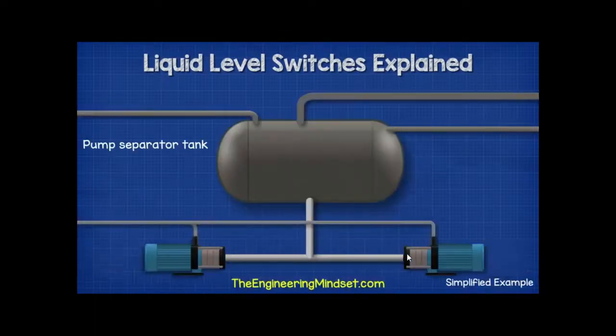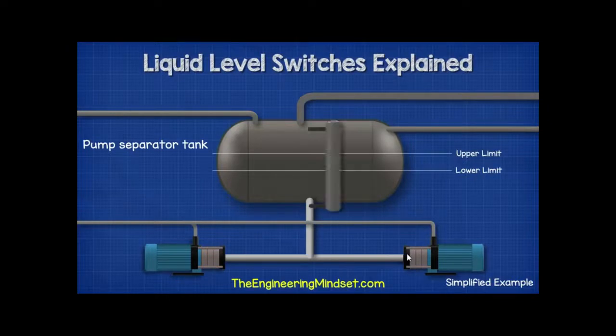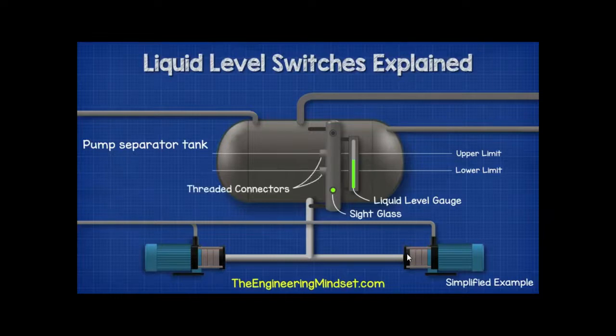Let's say for example we have this pump separator vessel in our ammonia refrigeration system. We want to ensure the liquid level of ammonia refrigerant stays between the upper and the lower limits. Mounted to the side of the vessel we have a column. We will probably find a sight glass built into this, and we might even have a liquid level gauge mounted to the column also. Both of these simply allow us to visually inspect the liquid level of refrigerant inside the vessel. On the column we have two threaded connectors which our liquid level switch will be screwed into.